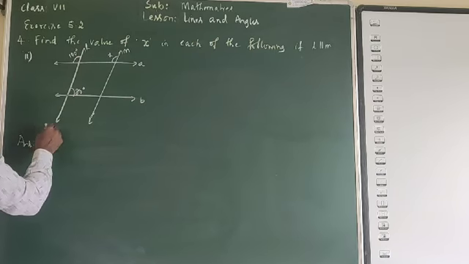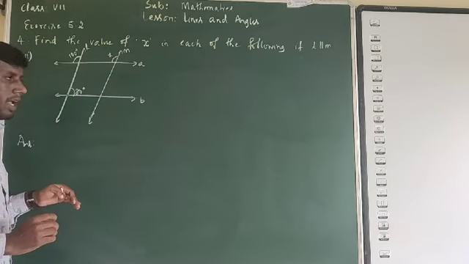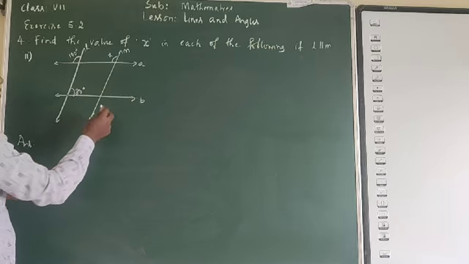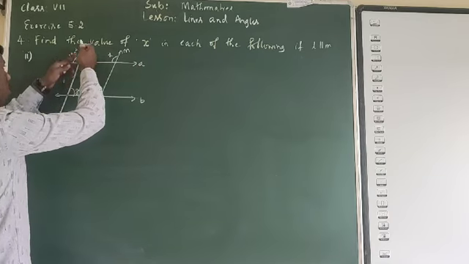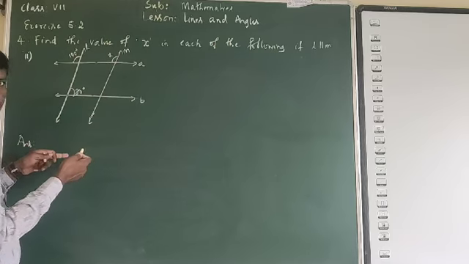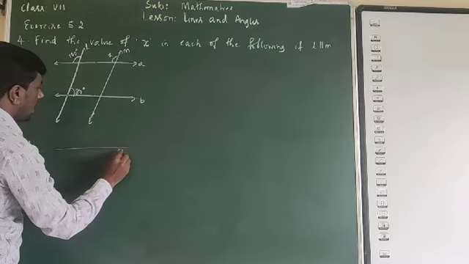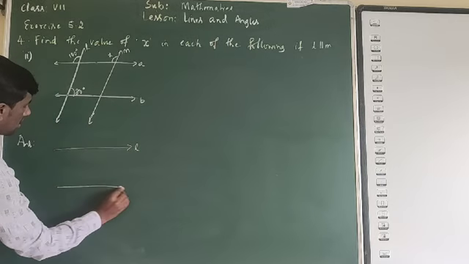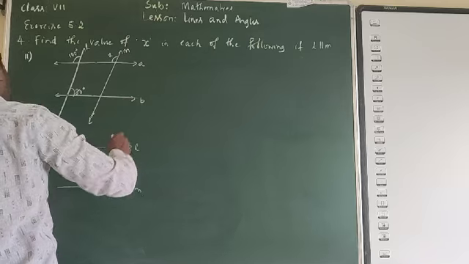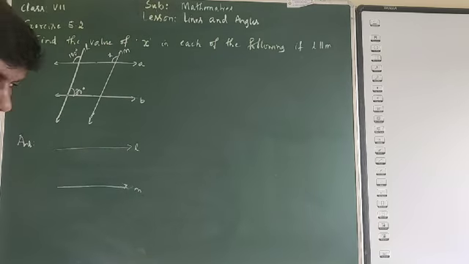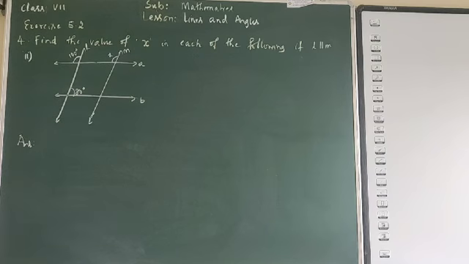Okay, so since A and B lines are horizontal, you may think that A and B are parallel. No, according to the question, these two lines are parallel. So it is like this. So this is L, and this is M. Okay. So therefore, you should not look at it in the usual way. You should look at the figure like this.